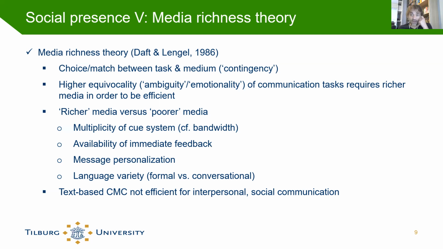So they classify communication media on a continuum from poor to rich, in which poor media have a low multiplicity of cue systems, which basically means that you can only use text-based chat and you don't have audio or video, or you only have audio but no video. So those are cue systems: text, audio, video, gestures, those kind of things. The availability of immediate feedback is the second dimension. So poor media have no immediate feedback. They are asynchronous. Rich media provide immediate feedback. They are synchronous. So face-to-face is synchronous because you can talk back and forth. WhatsApp is nearly synchronous because once you press send, the message is directly sent. And email is really asynchronous because you can check your email after a couple of days and then only reply a week later or so.